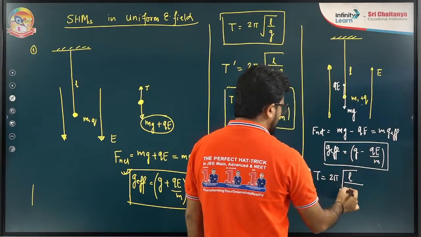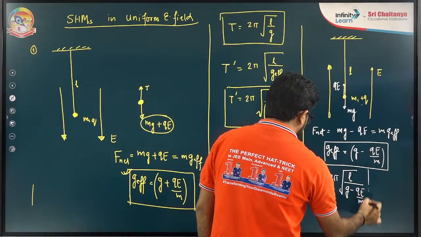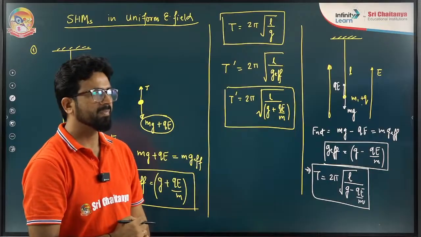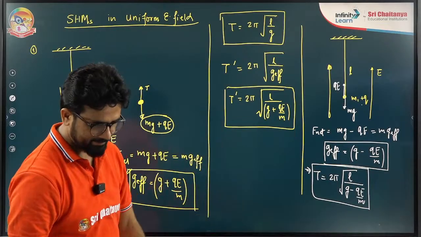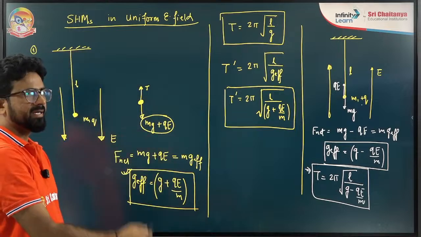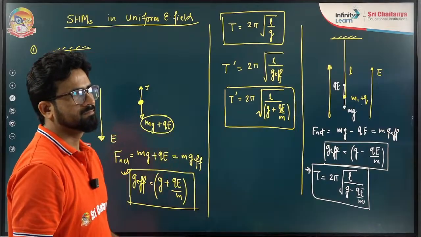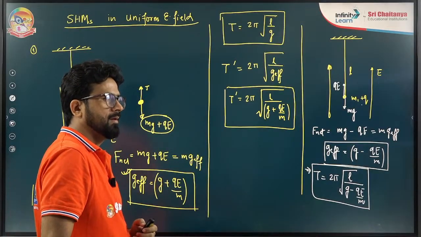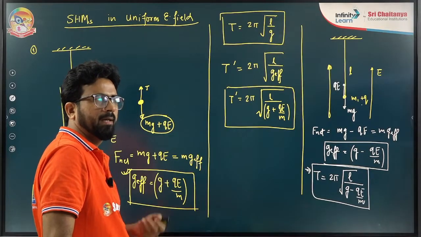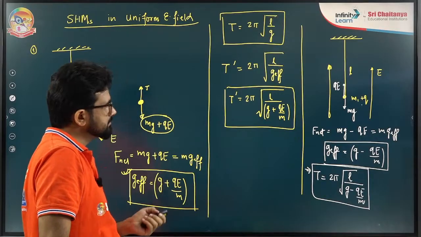What is the g effective value? We have written that it is g minus QE by m. Is it clear to everyone? Yes sir, no sir? Is this concept clear? Please focus. And tell me, clear, beta?